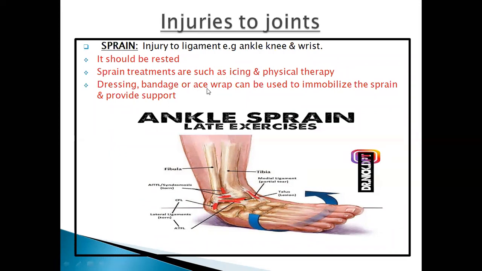Dressing, bandage, or a strap can be used to immobilize the sprain and provide support. Here you can see this is the torn area, this is the region actually where the ligaments are located and the injury took place here. So it can be cured with the dressing, bandage, or strap to immobilize the sprain and provide support. The very important thing is to provide the support on this region, so this injury should be treated as soon as possible.